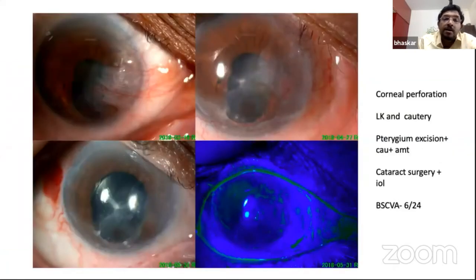So this patient, a patient of RA, presented with a perforation. I don't have the first picture. She underwent a patch graft in this area, and then she also had this pterygium, subsequently underwent a pterygium excision with a conjunctival autograft, and then she underwent a cataract surgery, maintaining about 6/24 vision with spectacles. With the contact lenses, her vision is improving to 6/9, but she's a 60-year-old lady who doesn't want to wear contact lenses.